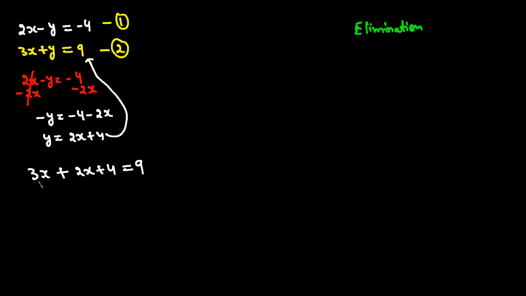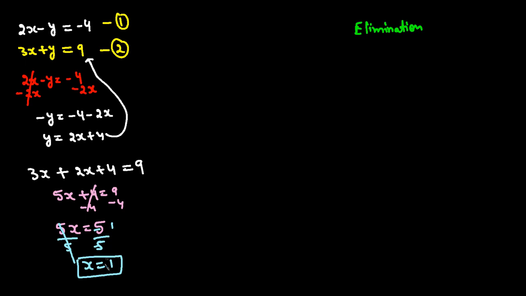Now simplify it. So like terms, we're gonna add the like terms. 3x plus 2x is 5x plus 4 is equal to 9. Subtract 4, cancel this out, we're left with 5x is equal to 9 minus 4 is 5, and divide both sides by 5. This gives me x is equal to 5 times 1 is 5, so x is equal to 1. Now you can plug in x is equal to 1 in any of the equations to find the y. Okay, we can plug in here because y is already simplified, so y is 2x plus 4. If x is equal to 1, that means y is equal to 2 times 1 plus 4, and y is equal to 2 plus 4 is 6. So x is equal to 1 and y is equal to 6.